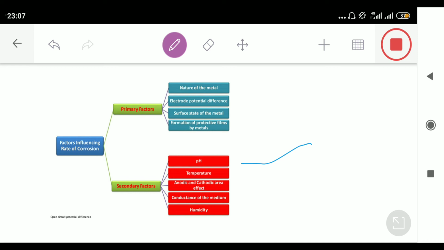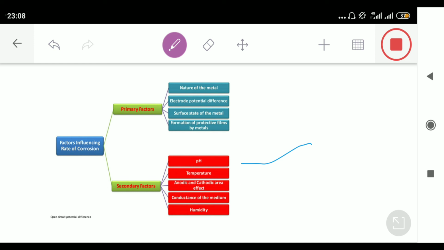Second point is temperature. So we already know the rate of corrosion is generally slow because it already has some activation energy. So as we increase the temperature, some of the molecules of iron get excited, and that leads to more and more corrosion, right? Third point we'll discuss in the last.